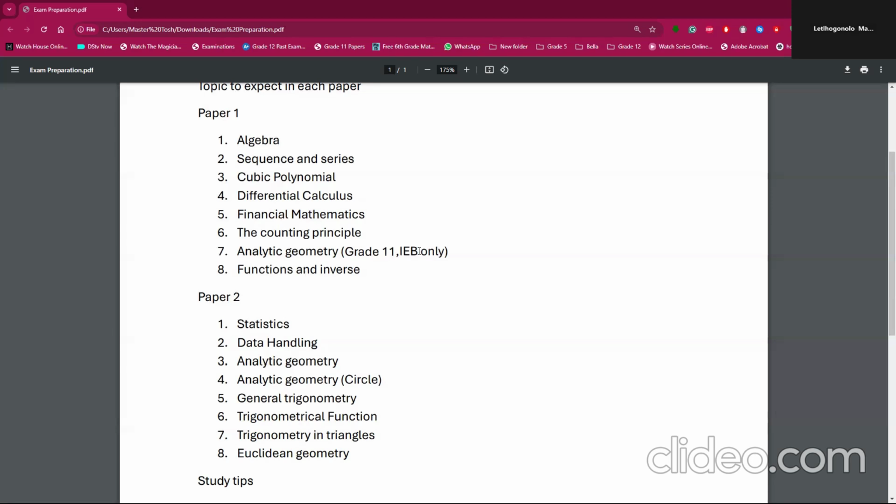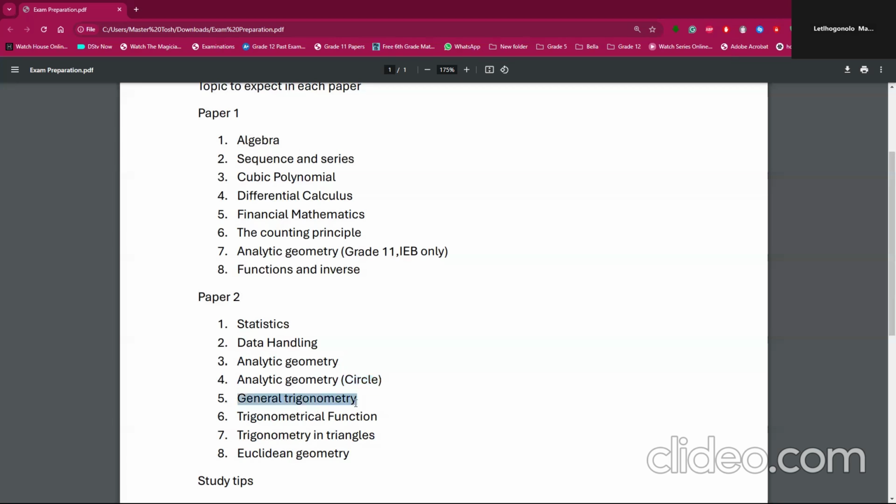This is now going to be the grade 11 analytic geometry that your IEB students find in their first paper, but your DBE students will only find it in paper 2, and your IEB will also find it in paper 2. Then to the analytic geometry, we're going to also add circle geometry with equations such as x squared plus y squared equals r squared for our circle.